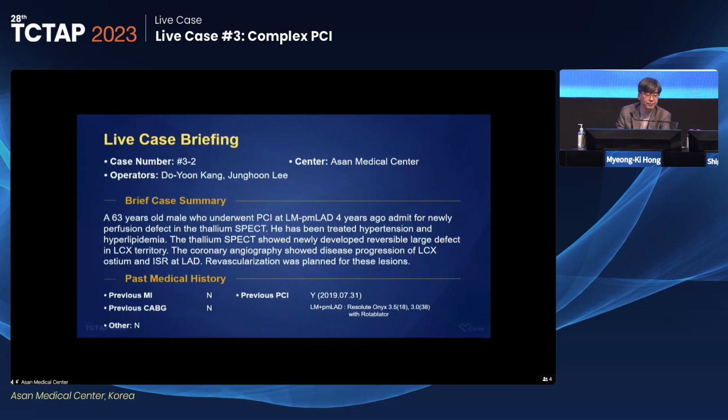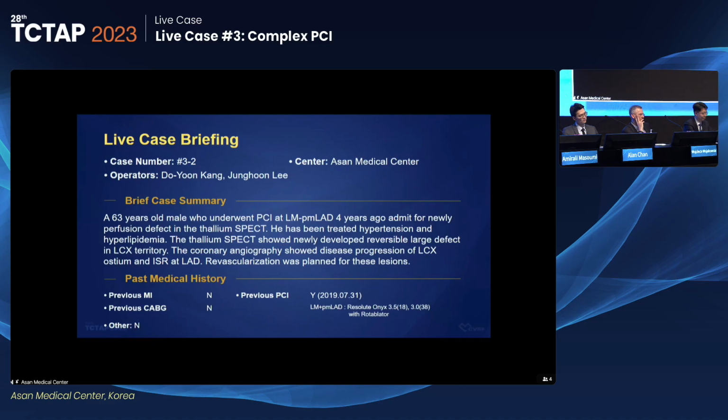A 63-year-old male who underwent PCI at the left main and proximal LAD 4 years ago, admitted for a newly found perfusion defect in the SPECT. He has been treated for hypertension and hyperlipidemia. The SPECT showed a newly developed reversible large defect in the circumflex territory. The coronary angiography showed disease progression of the left circumflex ostium and ISR at the LAD. Therefore, revascularization was planned for this lesion. He had previous PCI 4 years ago, and he had 2 stents there. Next, please.